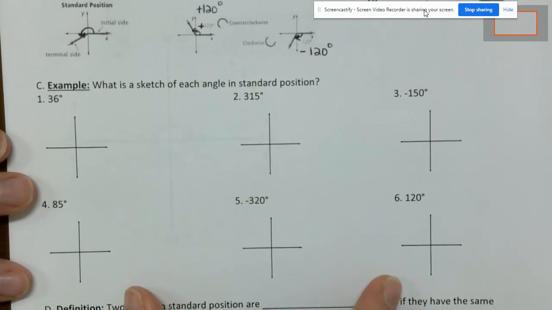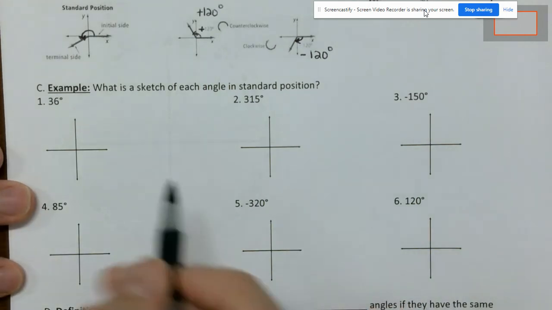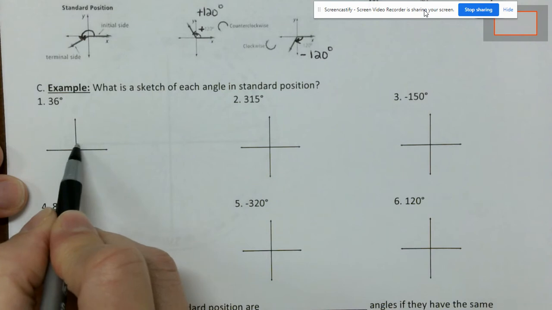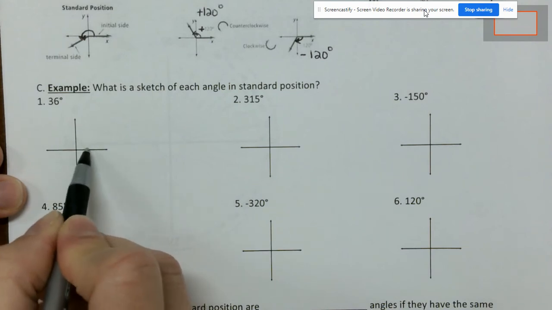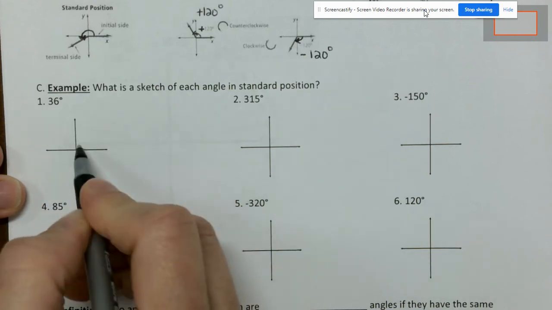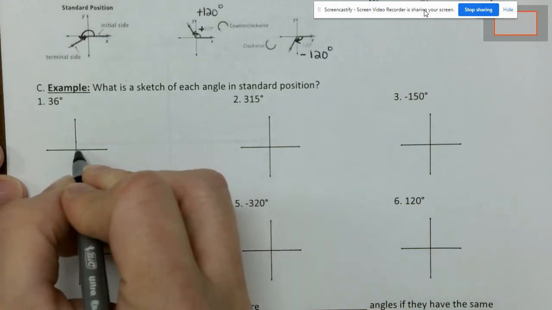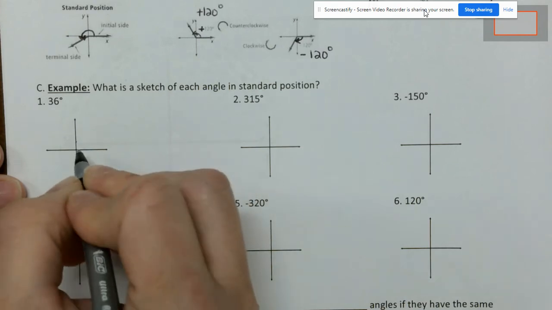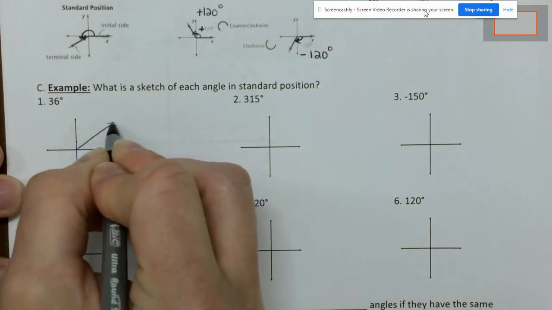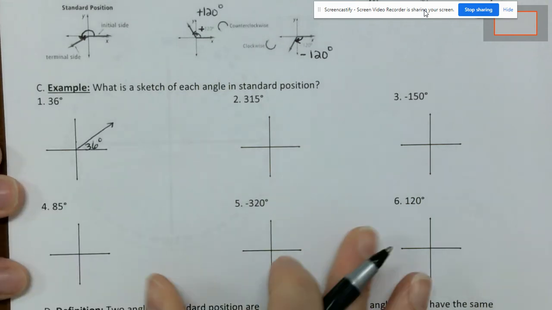What is a sketch of each angle in standard position? Now, 36 degrees, and we are not doing this completely accurately. We're just eyeballing it and seeing what it would roughly look like. You know that right here, this is a 90 degree angle. So I need 36 degrees. Remember that counterclockwise is positive, so I am going this way. All the way up here is 90. Halfway would be 45. So 36 is almost halfway, but not quite. So that means I'm going to have an angle that looks something like this, 36 degrees. Roughly something like that.